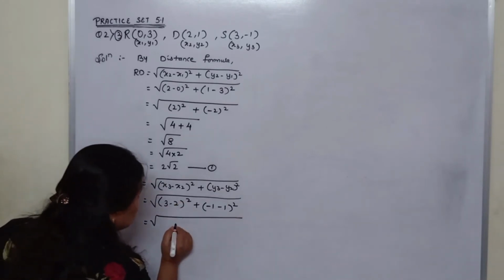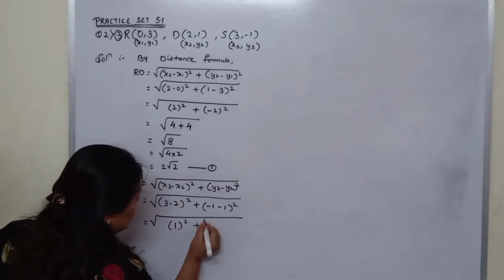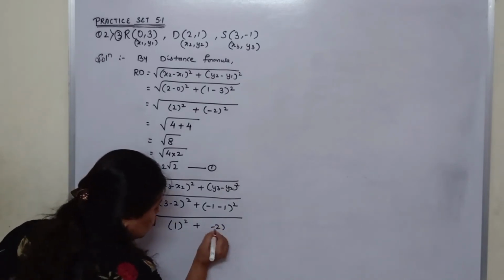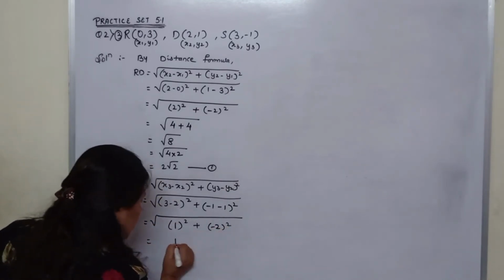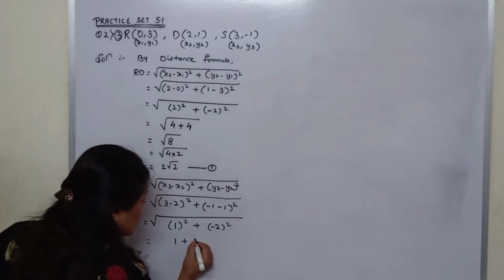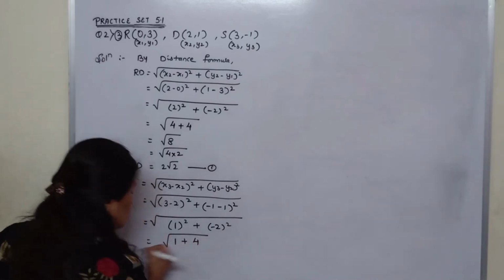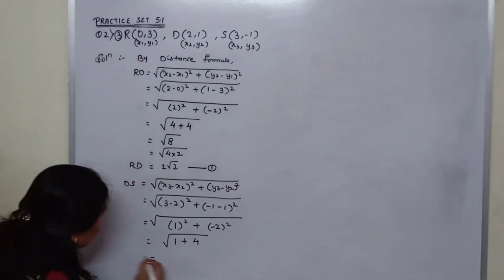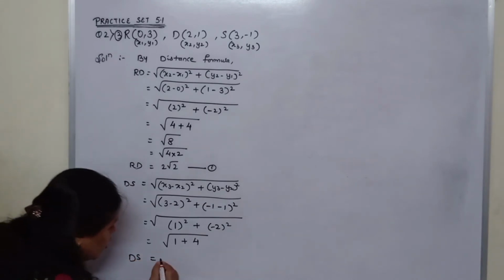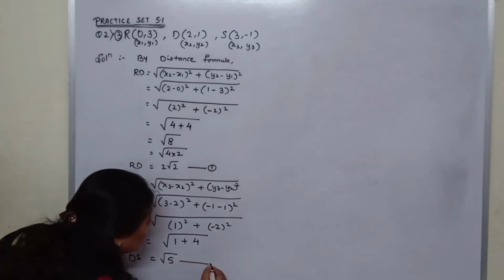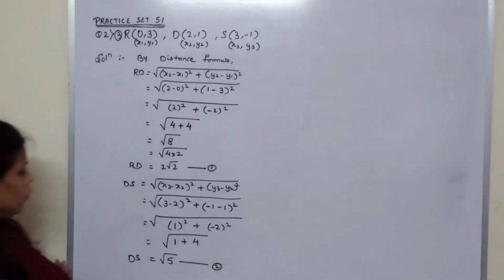3 minus 2 is 1, the whole square, plus minus 1 minus minus 1 is minus 2, the whole square. 1 1s are 1 plus 2 2s are 4. Minus into minus is plus. So here we are getting DS is equal to under root 5. That is your equation 2.